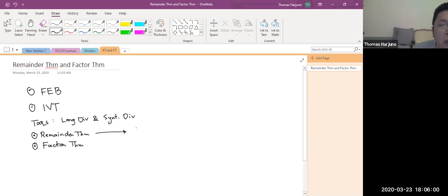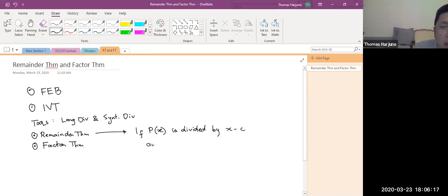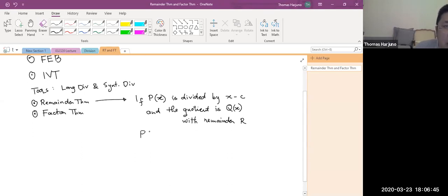Now, what is the remainder theorem? The remainder theorem says the following. If P(x), a polynomial, is divided by x minus c and the quotient is q(x) with remainder r, basically we have that p(x) divided by x minus c equals q(x) plus r over x minus c.